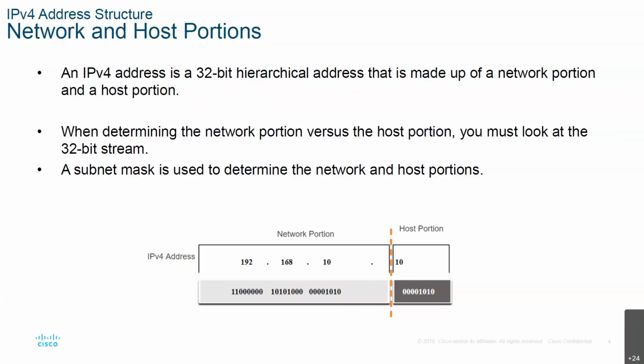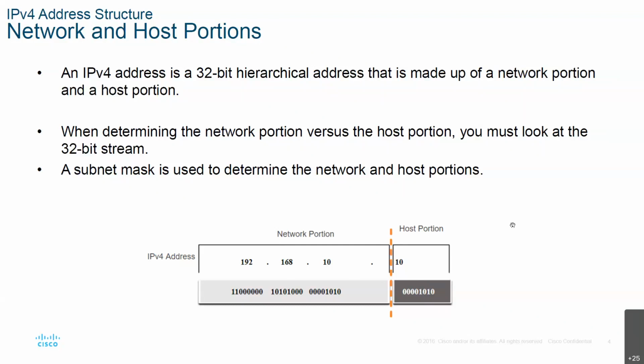Now the question is, how do I distinguish which will be the network portion and which will be the host portion? In other words, you see, it says over here, there's a division. It says, hey, these 3 octets belong to the network, and this last octet belongs to the host. How do you determine this? You cannot just determine it without getting any detailed information. And that detailed information is given to you by the subnet mask. When you have the subnet mask, then you know what is my network portion and what is my host portion.